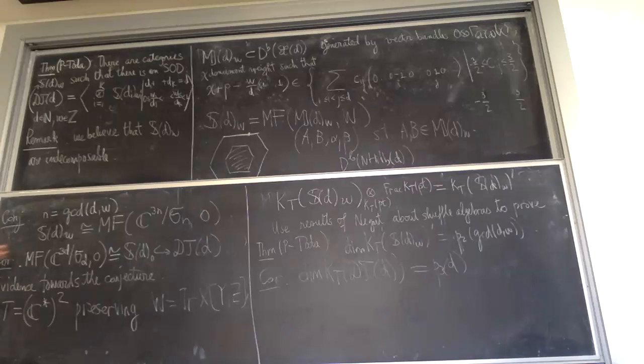So when n is 1, we have an object that should generate this category, and what we have to do is compute endomorphisms of that object. It's very hard.